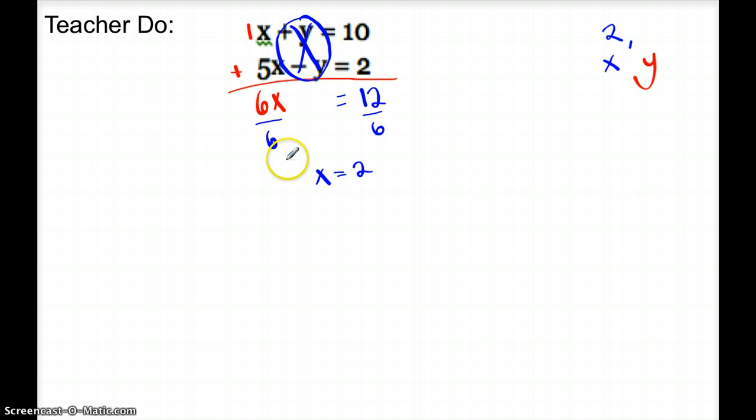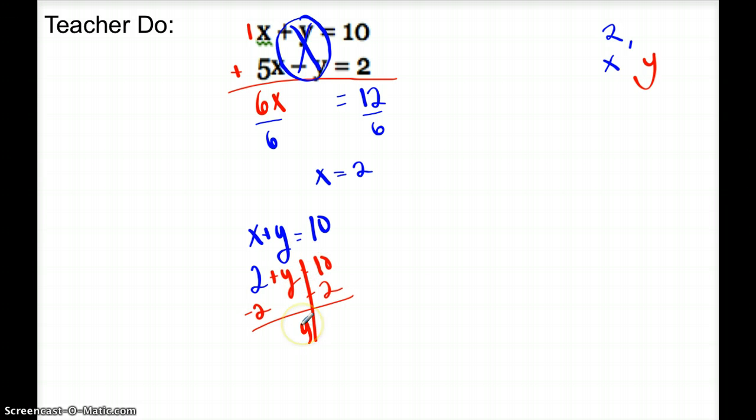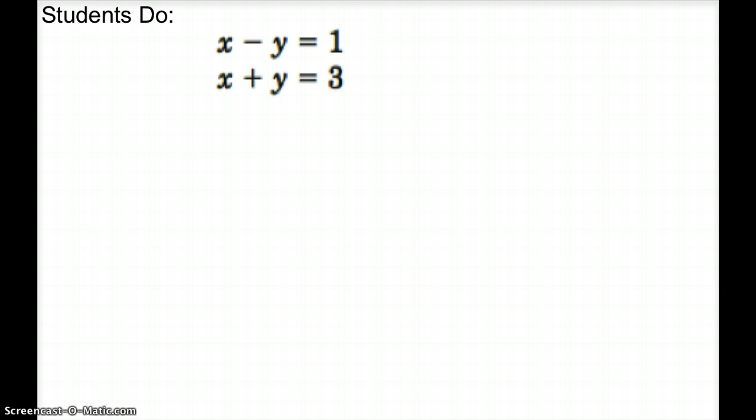Okay. Now, if I know x equals 2, I can go back to either one of the original equations. I'm going to pick the easier one, the one with no other variables. So I have x plus y equals 10. And I know my x value is 2. And I don't know the rest. 2 plus y equals 10. So I'll just solve for y. Minus 2, minus 2. Y, not x, y equals 8. Ta-da. There you go.